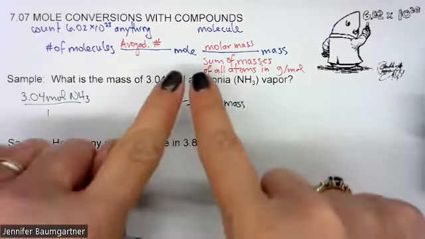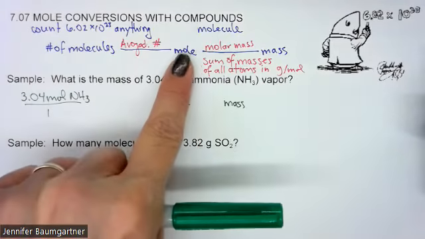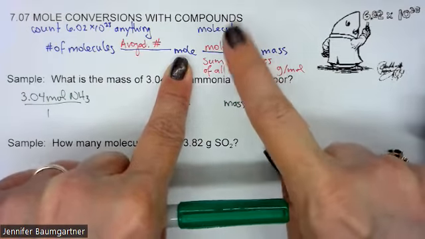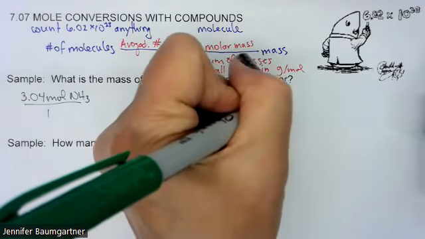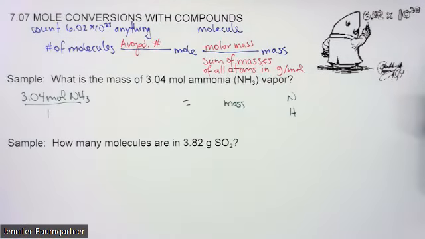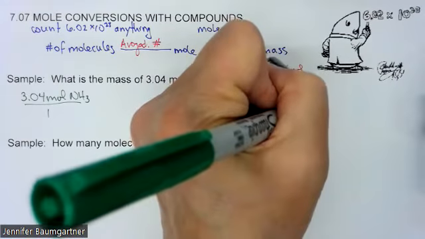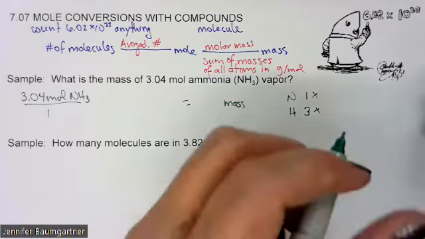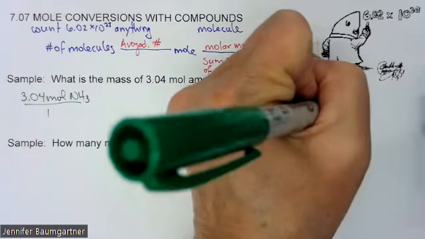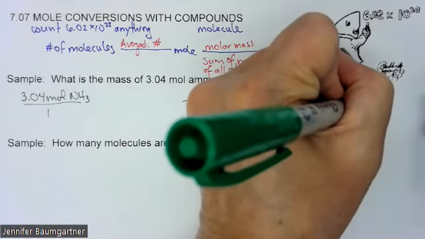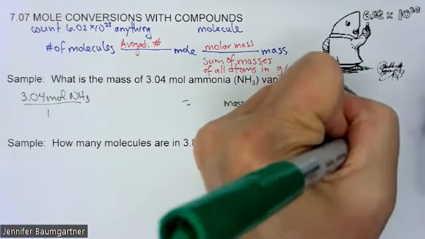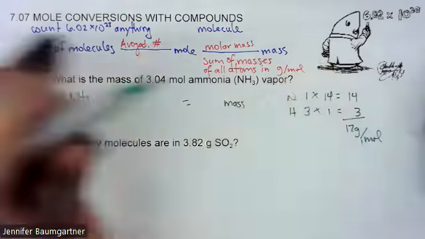So remember, we can use this diagram to help us figure out what we're doing. I'm starting at mole and I'm going to mass. So what do I need? I need the molar mass of ammonia. So I'm going to make my element bank here. I've got a nitrogen, I've got hydrogen, I've got 1 of these, and I've got 3 of these. The mass of nitrogen is 14. Mass of hydrogen is 1, so this is 14 and 3. When I add that up, I get 17 grams per mole, and that's in 1 mole.